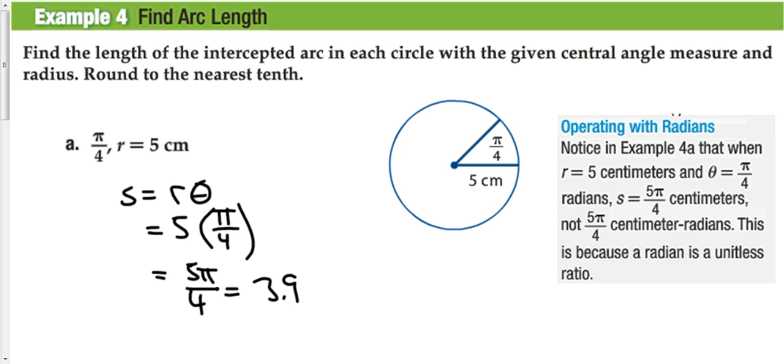Just 5 times 3.14 divided by 4. And of course, the unit. What unit is this? Well, 5 is centimeters, and radians is unitless. So this is centimeters. And that's what this says right here: R is equal to 5 centimeters and theta is pi over 4 radians. So the answer is 5 centimeters, not centimeter radians. Radians is a unitless measure.